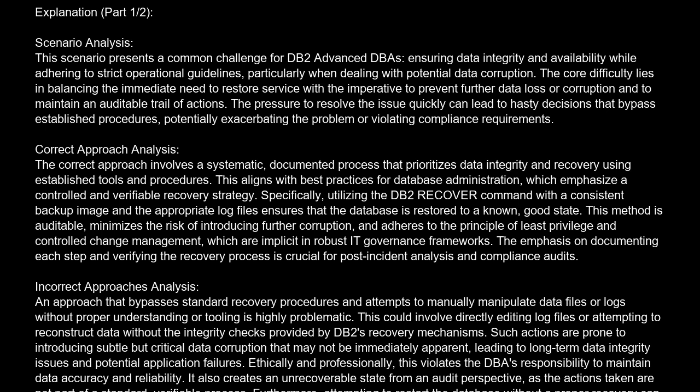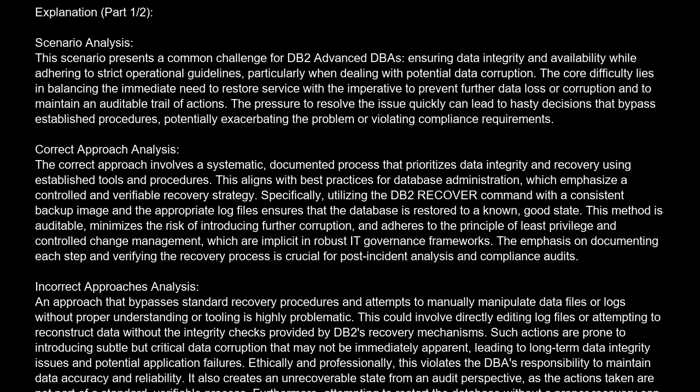Explanation. Scenario analysis. This scenario presents a common challenge for DB2 advanced DBAs, ensuring data integrity and availability while adhering to strict operational guidelines, particularly when dealing with potential data corruption. The core difficulty lies in balancing the immediate need to restore service with the imperative to prevent further data loss or corruption, and to maintain an auditable trail of actions. The pressure to resolve the issue quickly can lead to hasty decisions that bypass established procedures, potentially exacerbating the problem or violating compliance requirements.